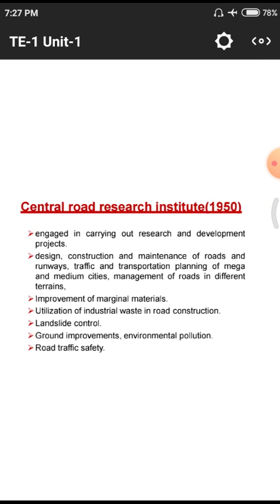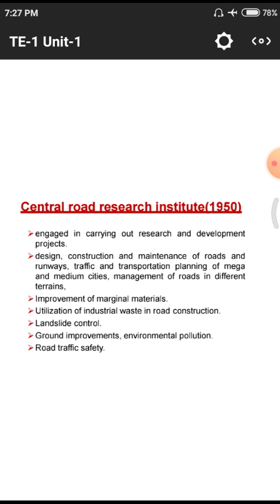Next one, CRRI, that means Central Road Research Institute. This was formed after independence in the year 1950. In this we have totally 7 points, so we will discuss them one by one.